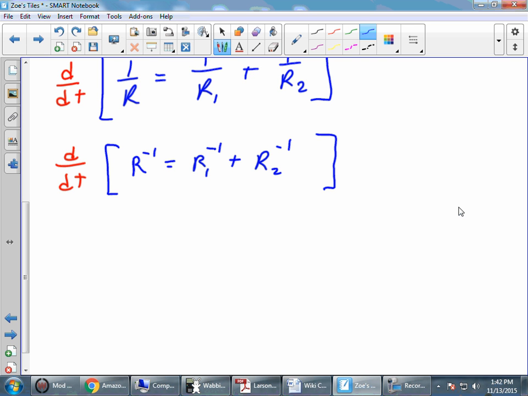Okay, what's the derivative of this going to look like? Negative R to the negative 2 times dR/dt, equals, you're doing great. Abby, how about the next one?